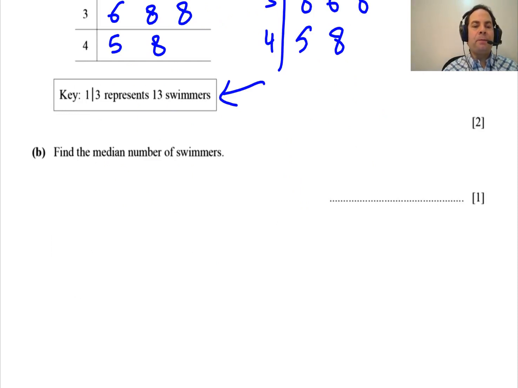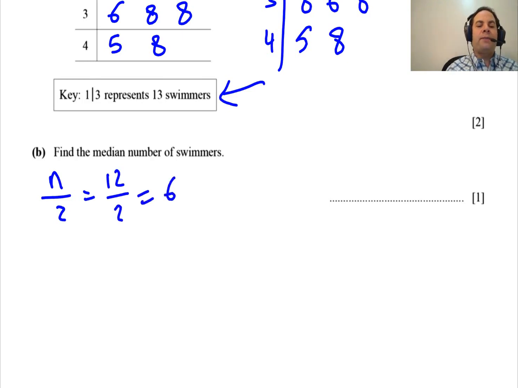Part B. In part B, find the median number of swimmers. To get the median number, you have to get first its order. How to get the order? To get the order, it is n divided by 2. We have here 12 divided by 2 is equal to 6.